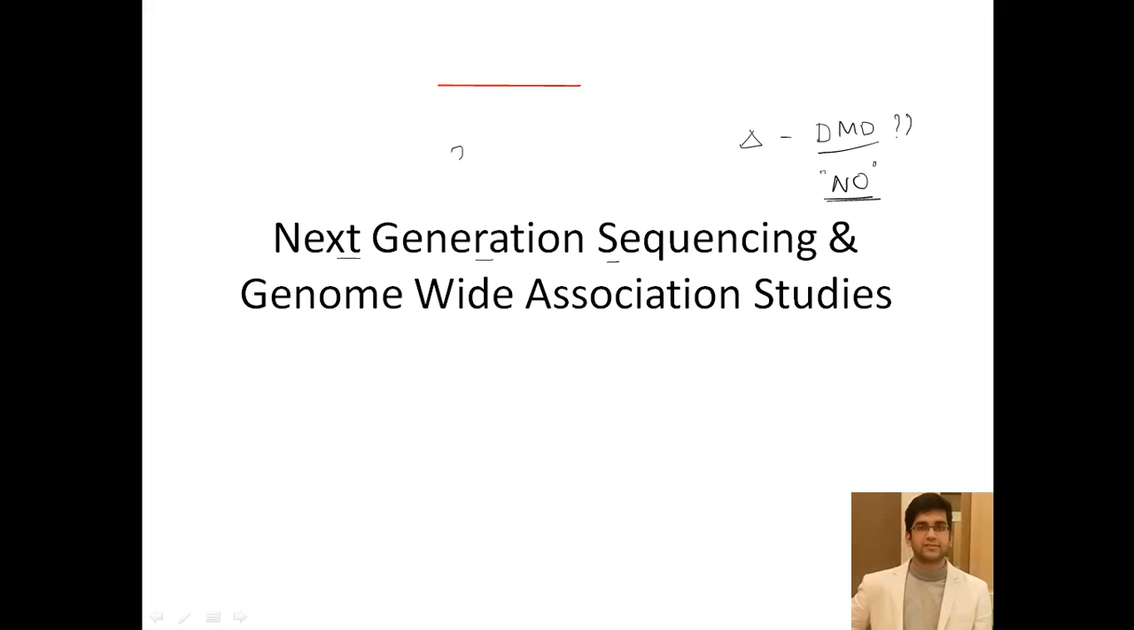So today we will be seeing two important topics: next generation sequencing and genome wide association studies, otherwise called GWAS studies. Questions have not been asked from this session, but I strongly believe that in the coming central exams, at least one of the exams will have questions based on this, because the future is going to be this.